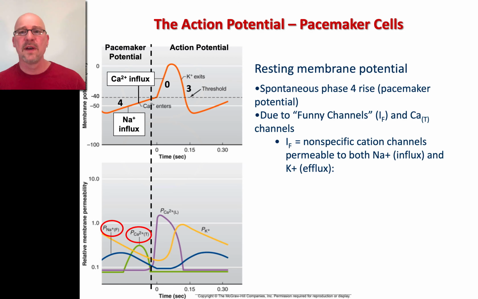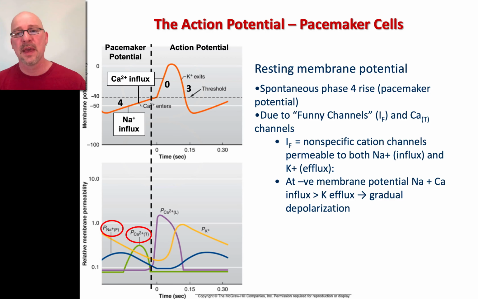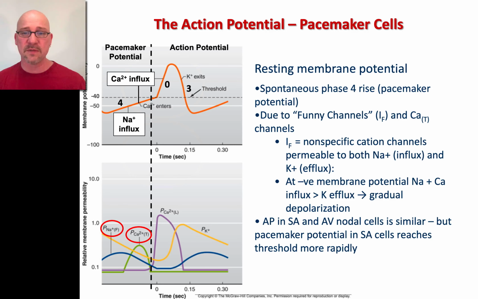And the flow from the funny channels, we say it's a non-specific cation channel. Cation means a positive ion. So sodium can go in and potassium can go out through the funny channels. At the negative membrane potential, the sodium and calcium influx is higher than the potassium efflux. There are more sodium and calcium positive ions coming into the cell than there are potassium positive ions going out. So the cell gradually becomes more positive, because there's more positive coming in than going out.